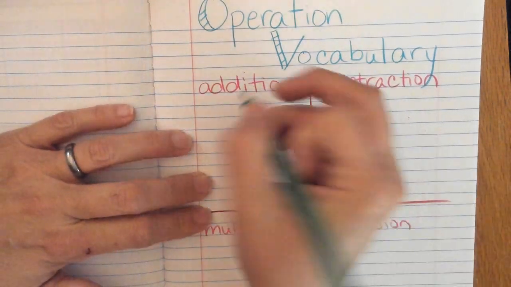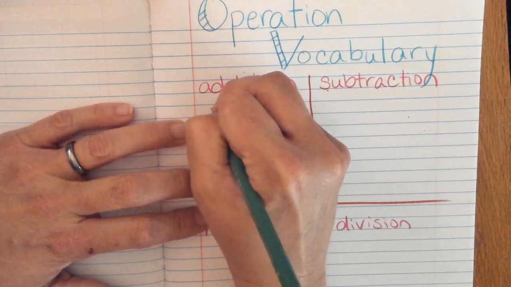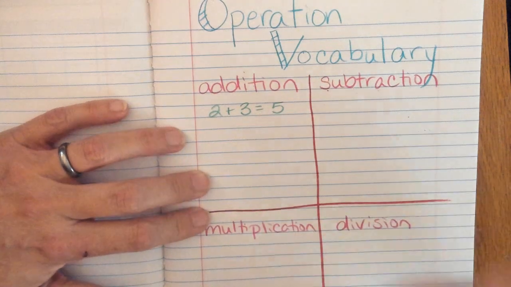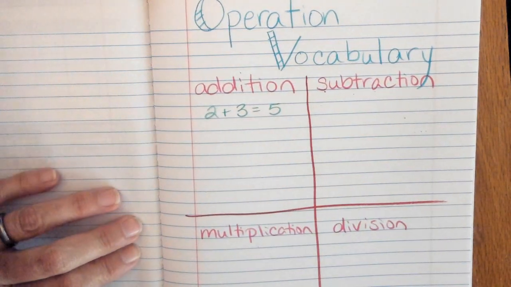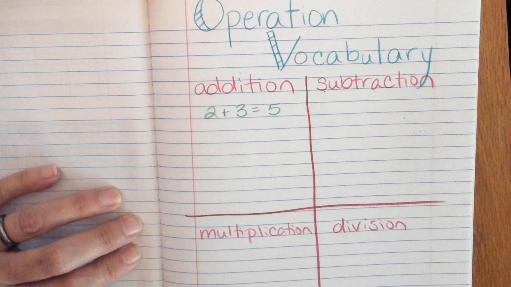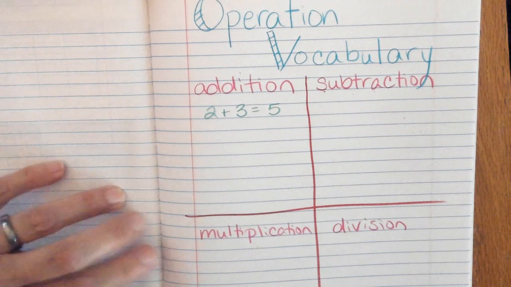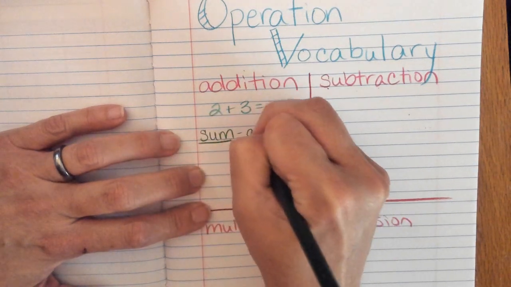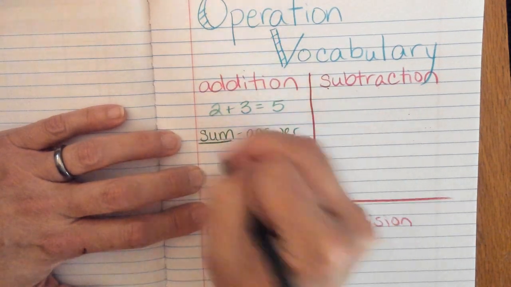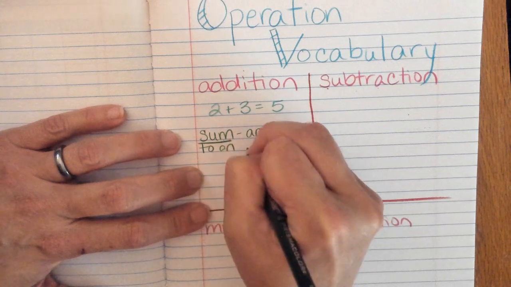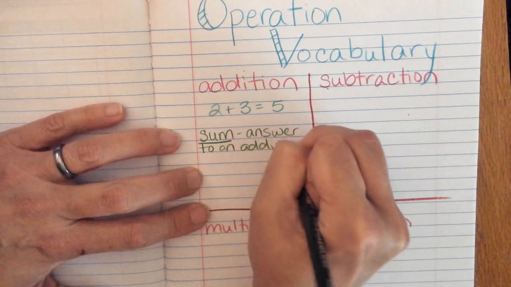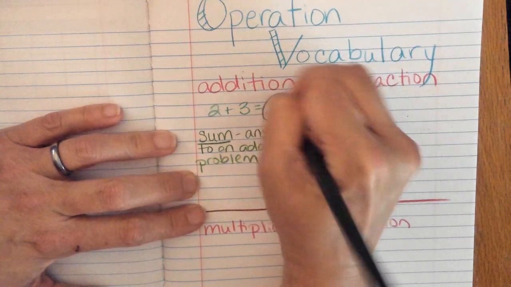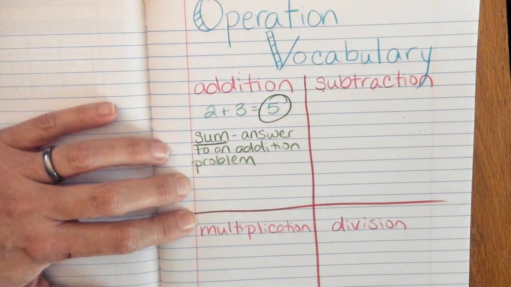So I'm going to do 2 plus 3 equals 5. Okay, so the answer to an addition problem is called the sum. Okay, the answer to an addition problem. So in this case, 5 is the sum.